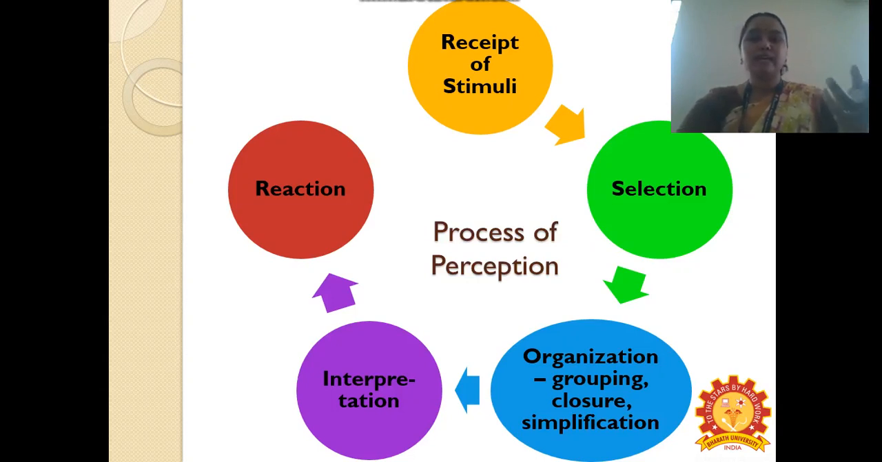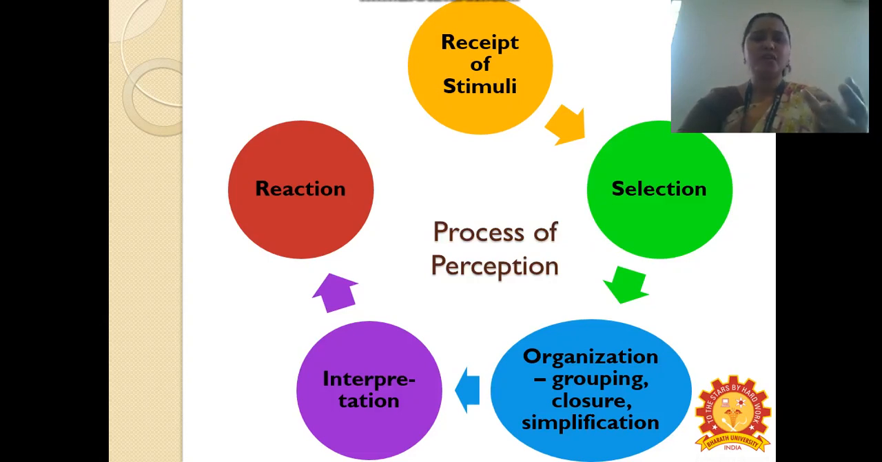We know that perception starts with stimuli, so the individual should be willing to receive stimuli from his environment. Stimuli can be received through hearing, smelling, touching, tasting, or even seeing. So based on our 5 senses, we should be willing to receive stimuli as a first step in perception. Then the second step in the process is selection.